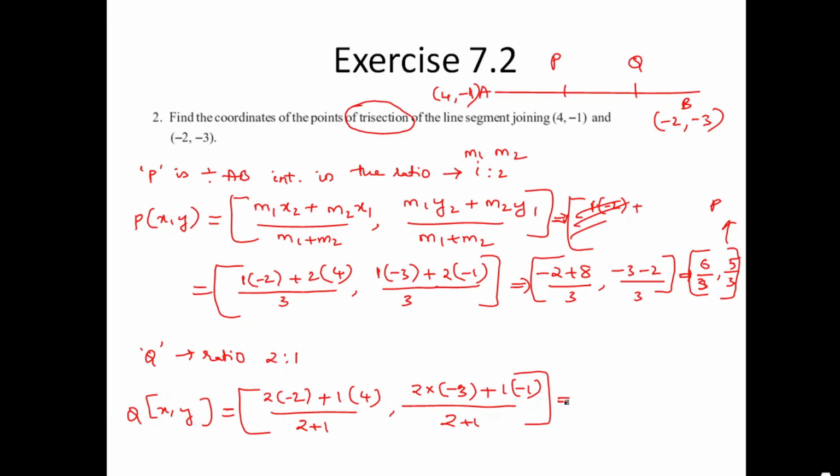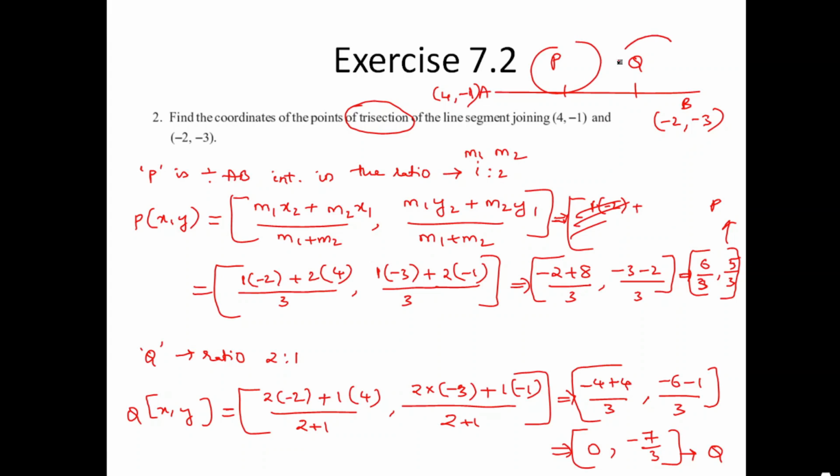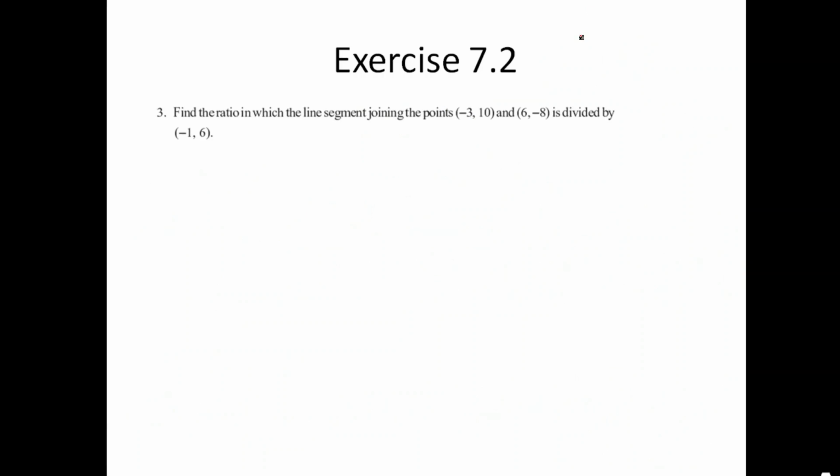So simply solving this, I will be getting minus 4 plus 4 by how much? 3. Here I will be getting minus 6 minus 1 by 3, isn't it? So after solving this, this becomes 0, and this becomes minus 7 by 3. So this is how you will be taking the value of P and Q. Okay, so let's look at the next one.